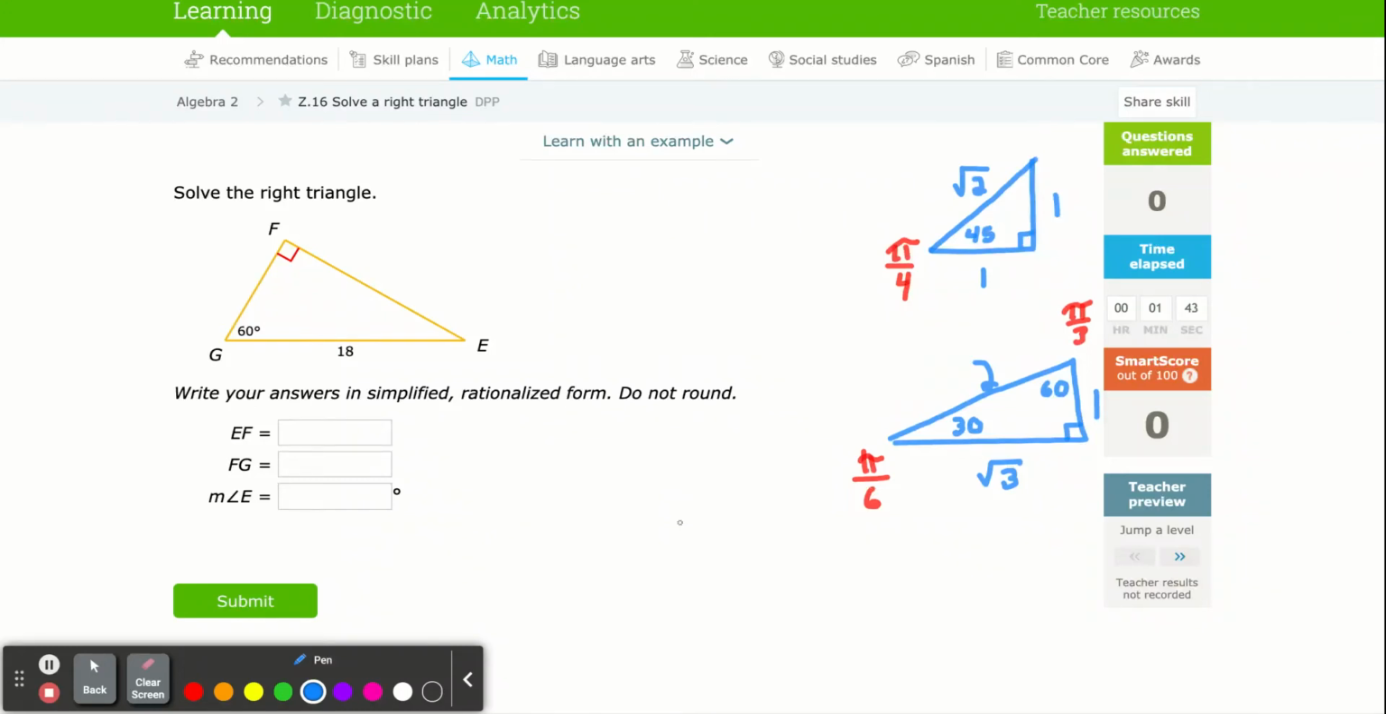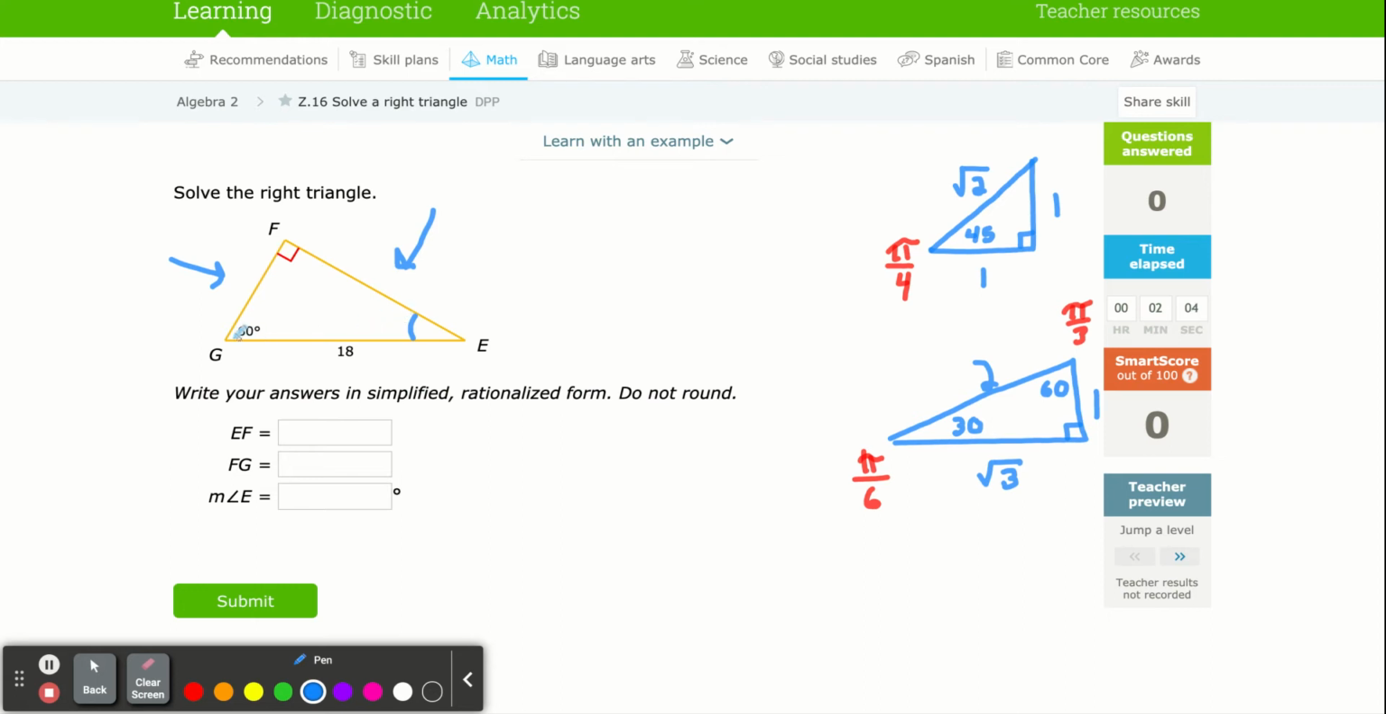Welcome. This lesson is about just solving for all the missing parts of a right triangle. So in other words, we need to find this side length and this angle measure because the other three things are given. We know the hypotenuse's length, we know this angle 60, and we know it's a right triangle.